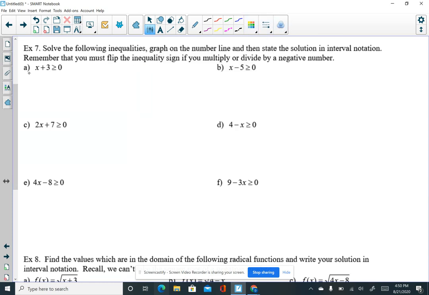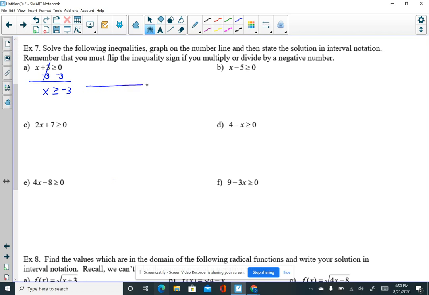If I want to solve here for x, my goal is to get x all by itself. So I want to take 3 to the other side. Solving an inequality is very similar to solving an equation. You just always do the opposite anytime you cross that inequality mark. So subtract 3 from both sides. It cancels out over here, so x is greater than or equal to negative 3.